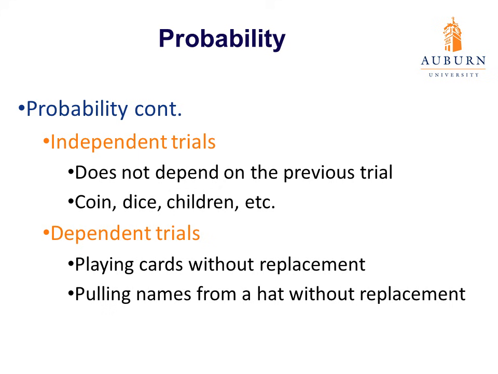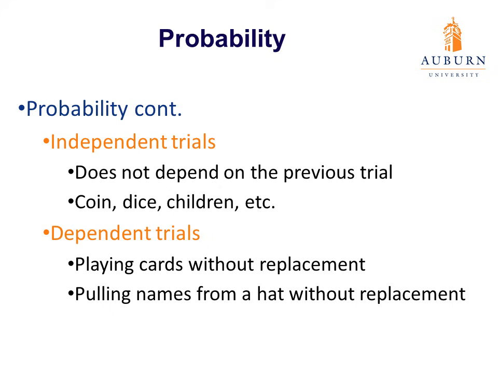So some examples of dependent trials might be playing cards without replacement. Maybe I have a deck of 52 cards, and I want to know the probability of pulling a face card. As we talked about earlier, the probability of pulling a face card is 0.23. The proportion is 12 cards out of a deck of 52 cards. So let's say I pull a card out of this deck, and it is not a face card. If I don't put that card back into the deck, I now only have 51 cards in the deck.